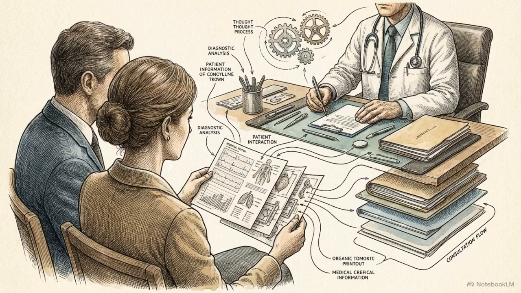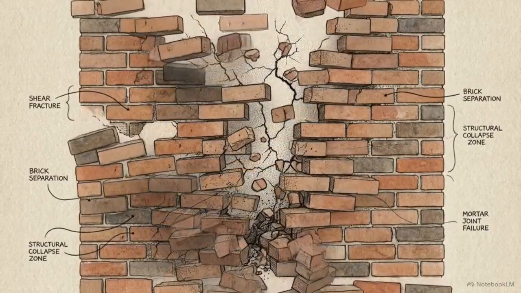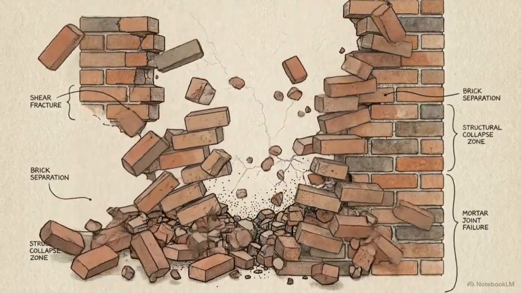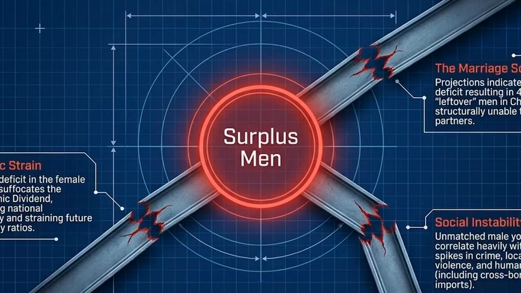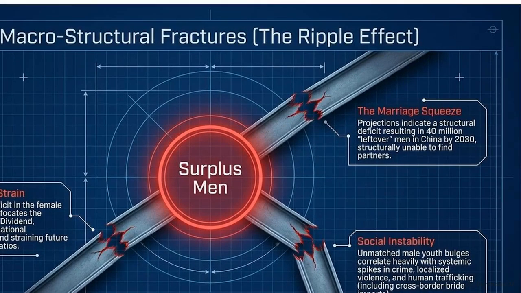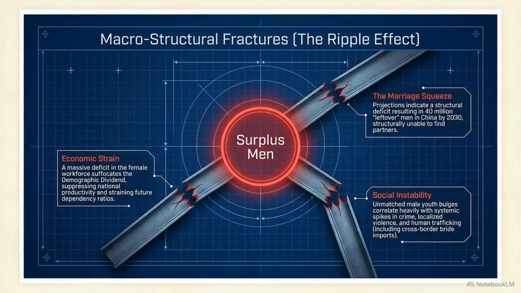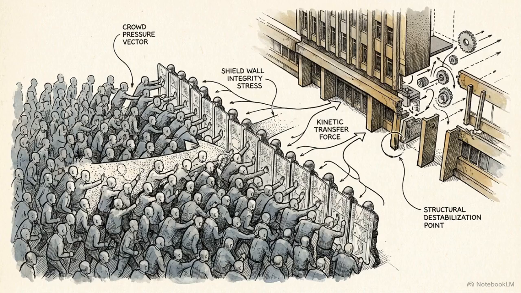When millions of households make these calculated decisions, the micro-level attrition scales up, fracturing the macro architecture of the nation. This creates a massive, unnatural surplus of men and a deficit of female workers. That imbalance causes three distinct macro fractures: a structural marriage squeeze, a suffocated demographic dividend, and systemic spikes in crime and localized violence. These cultural biases scale into a national threat. They create a mathematical pathway to demographic crisis and institutional destabilization.